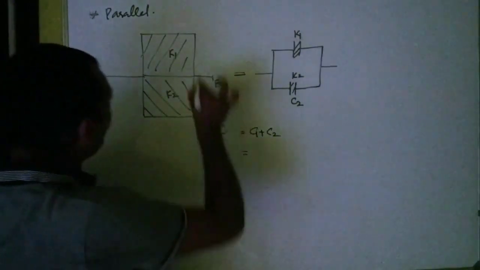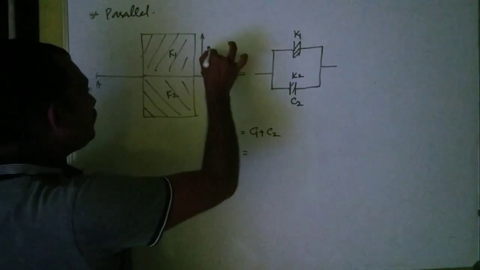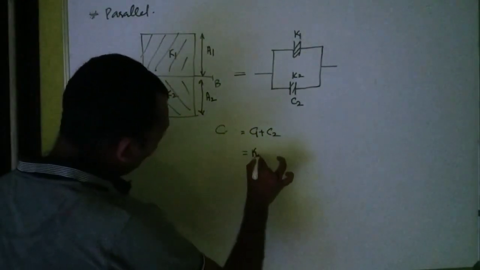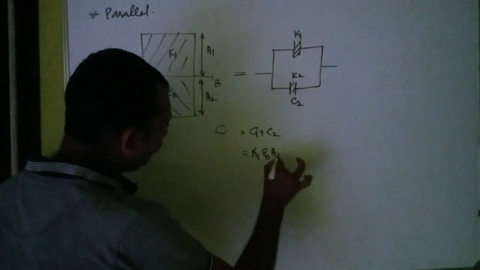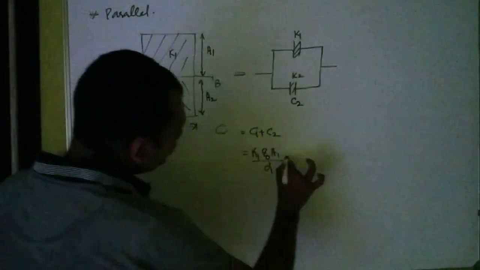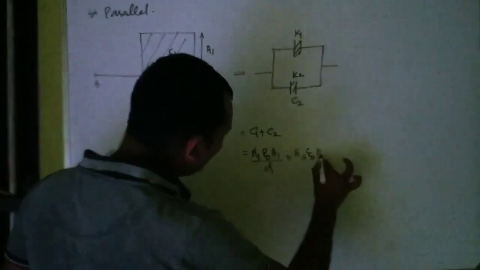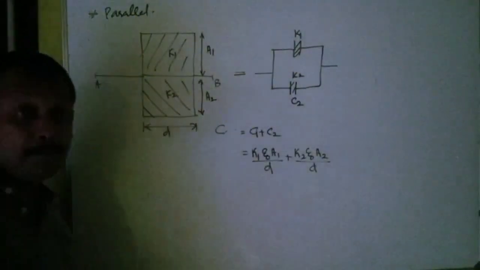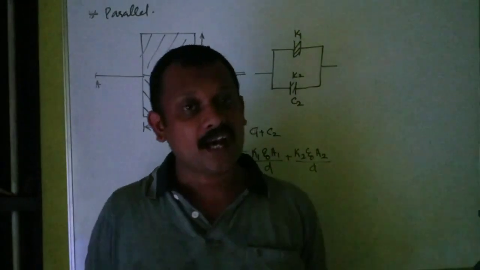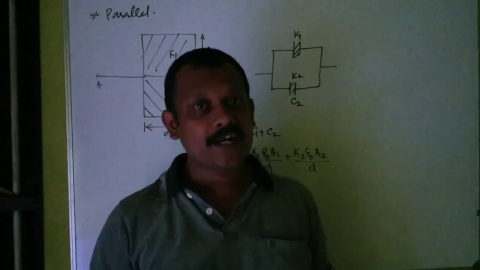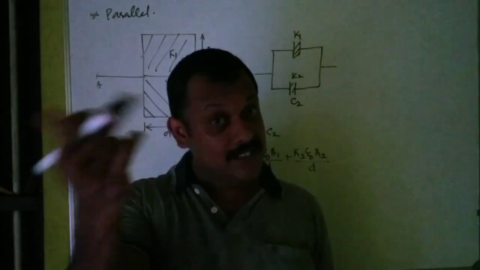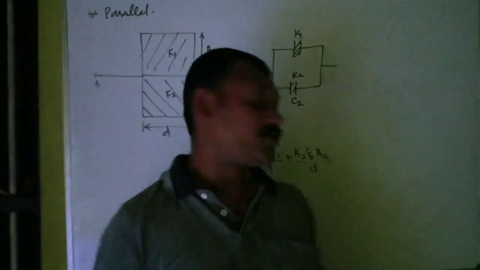Now what is C1? Let us take this part of the area as A1, this part of the area as A2. C1 is equal to K1 epsilon 0 A1 divided by D, where D is the separation between the plates of this parallel plate capacitor. And C2 is K2 epsilon 0 A2 divided by D. Here in parallel combination of dielectrics, what is shared? Area of the plates is shared in parallel combination. In series combination, the separation between the plates is shared. Very, very important.